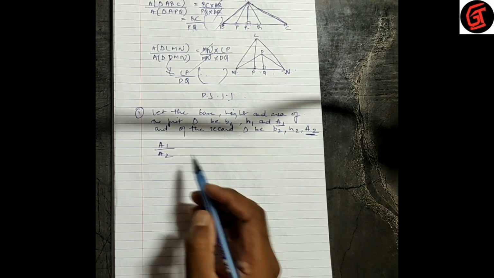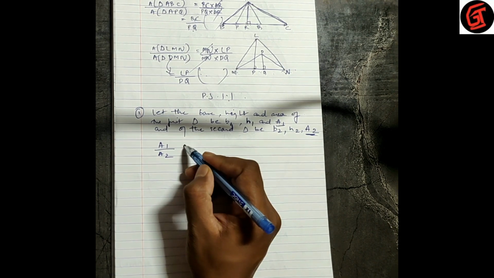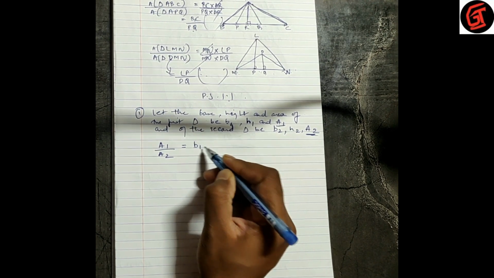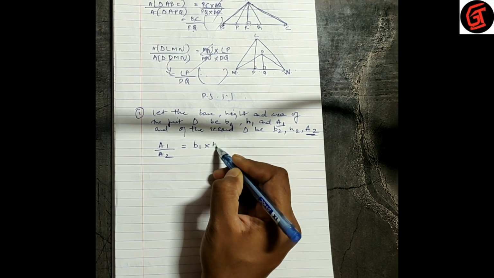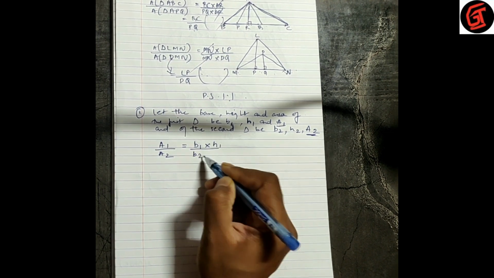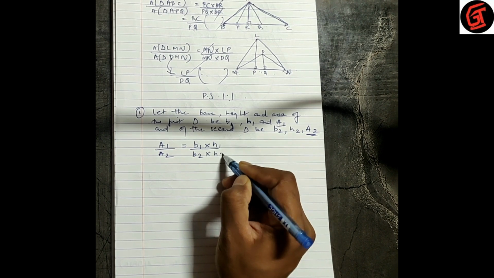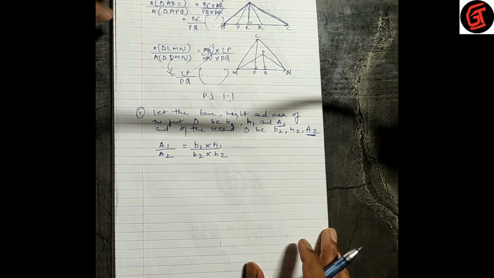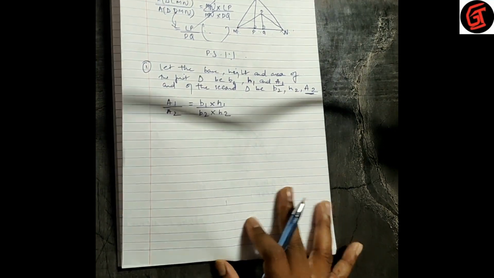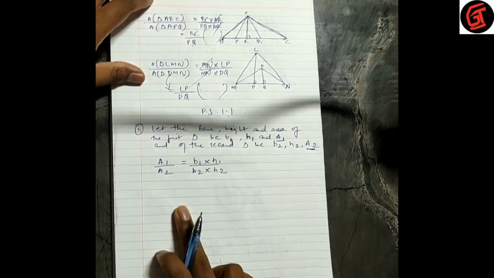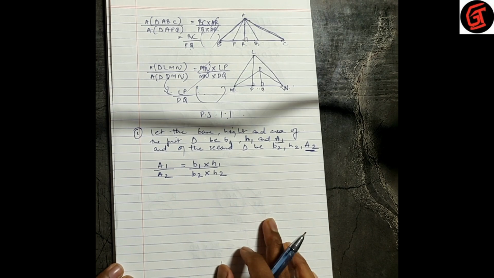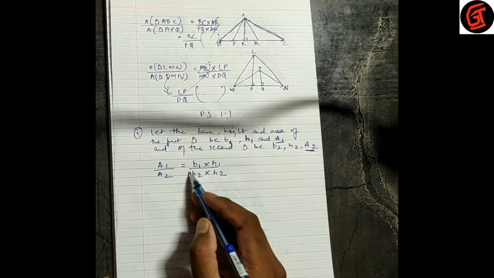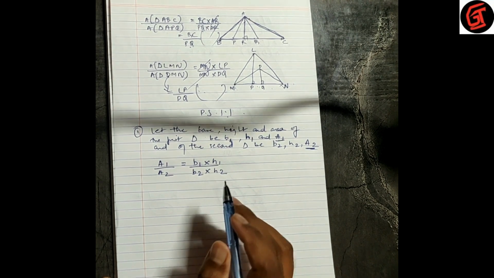So the ratio of areas of the two triangles is equal to the ratio of the product of their base and height, so B1 and height H1 upon B2 and height H2. I hope you all understood till here what I am saying. B1 into H1 upon B2 into H2. Now this A1 upon A2 is equal to B1 into H1 upon B2 into H2.